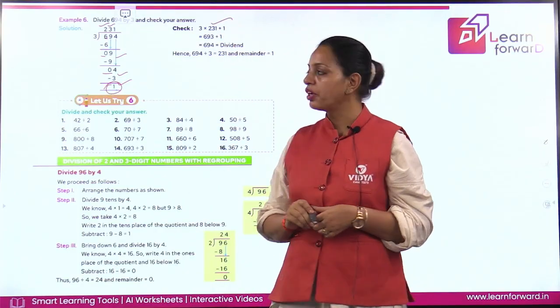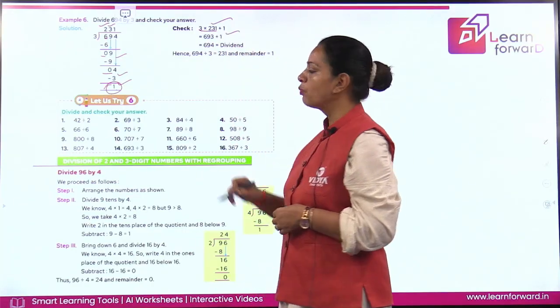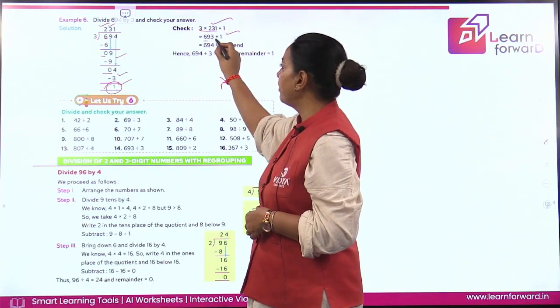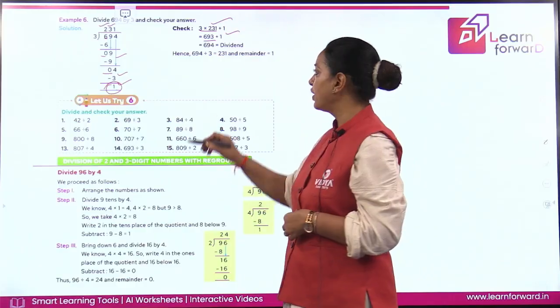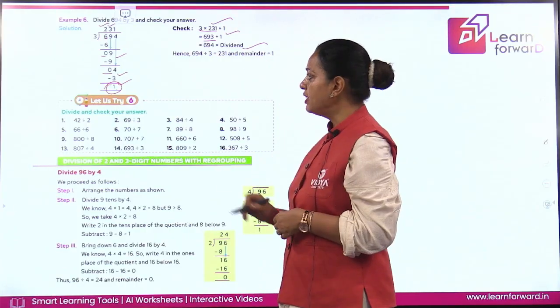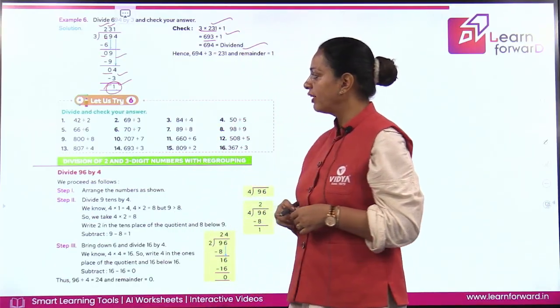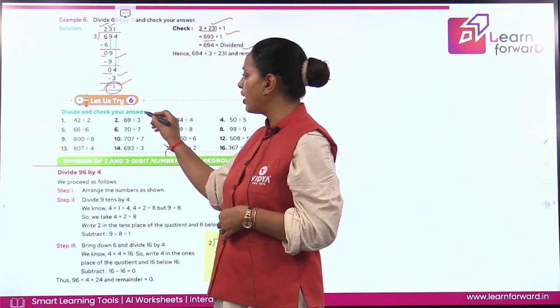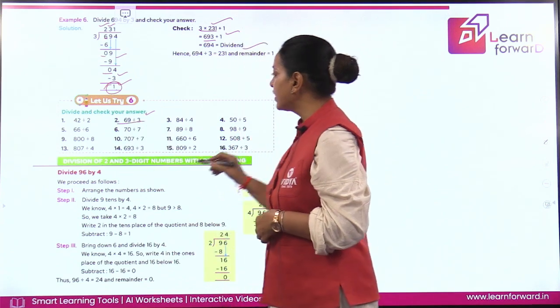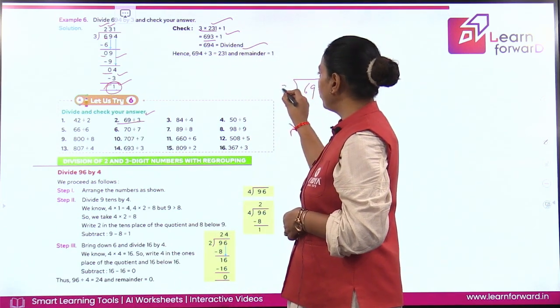Now we can check our answer, 3 into 231 plus 1. So this is 693 plus 1, the answer is 694. It means our question is right, okay. Now let us try the sixth one, divide and check your answer. Like second here, 69 divided by 3. We have to divide 69 by 3.